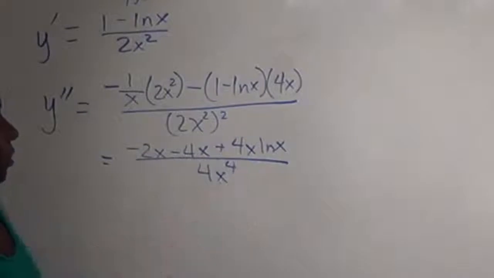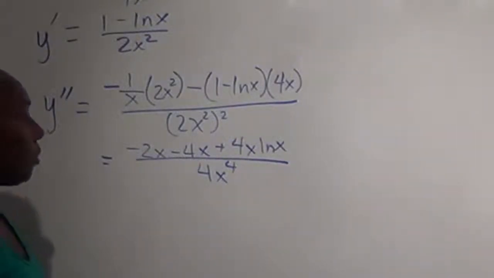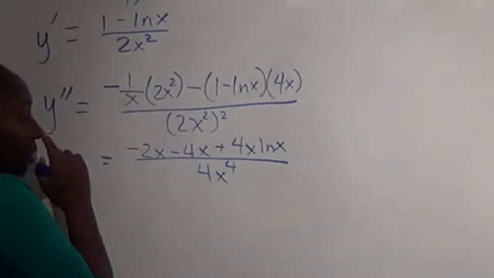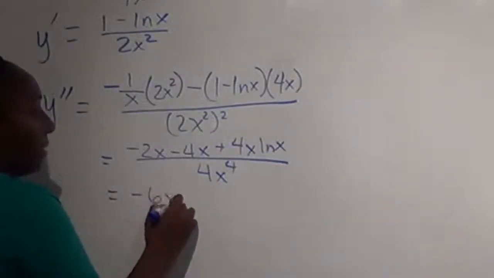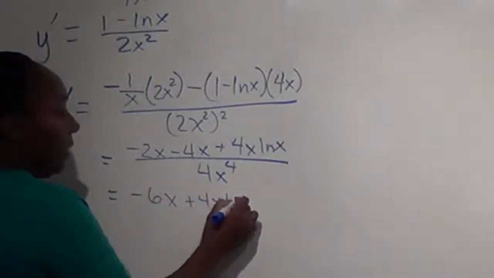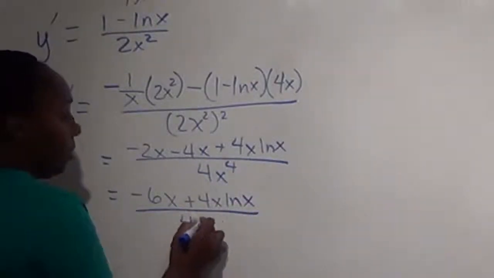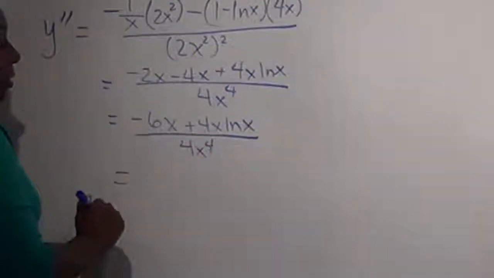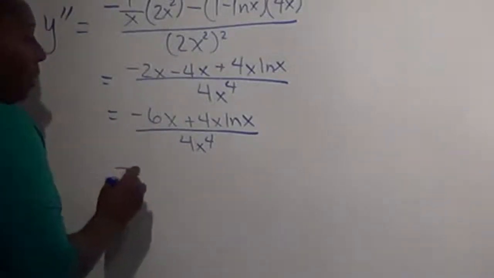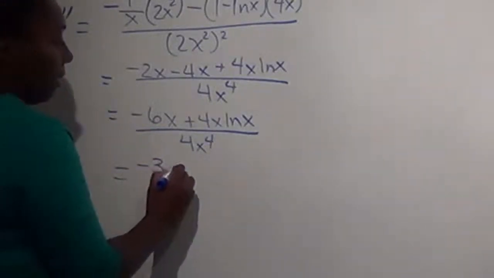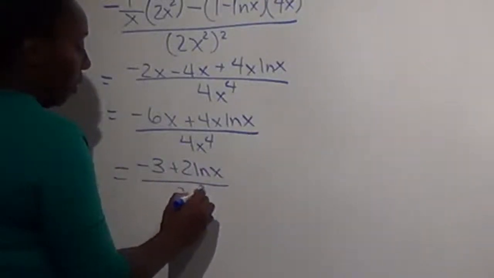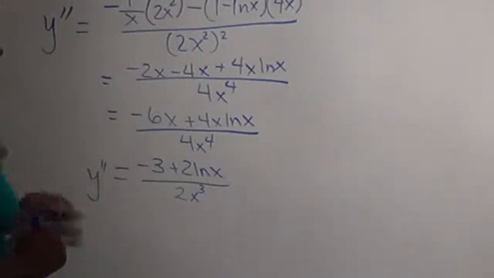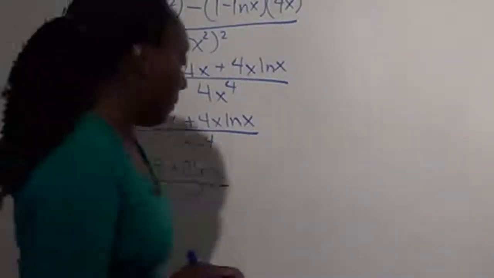Okay. Here we notice 2x is common in every term. And we can actually combine these terms if you like. But pulling out that 2x, well, let's combine first. So we're looking at negative 6x plus 4x ln of x over 4x to the fourth. Now we can pull out the common term of 2x from the top and bottom. So we'll get negative 3 plus 2 ln of x all over 2x cubed. There's our second derivative.